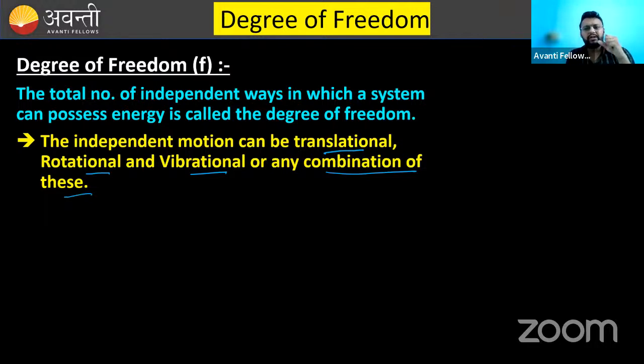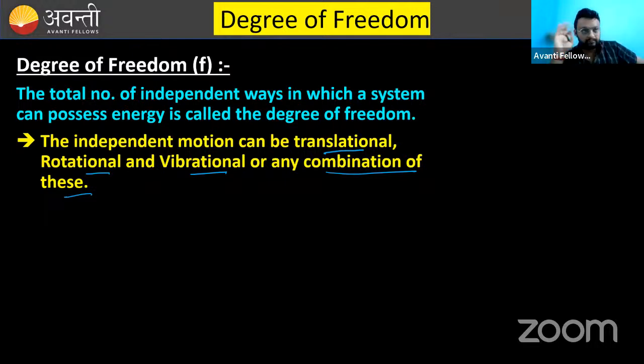So we are not going into deep detail of these definitions because it is a part of KTG, so we will study it there. Right now, what you need to remember is the basic idea of degree of freedom. There may be three types of gases you will face. You will see the names of three types of gases.